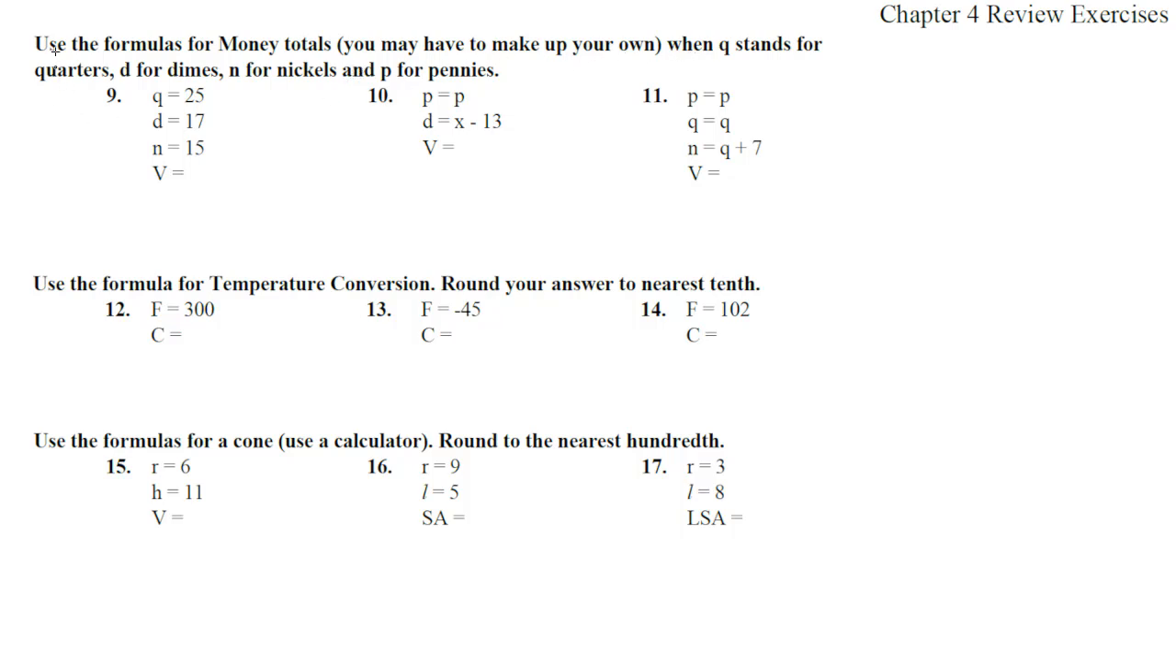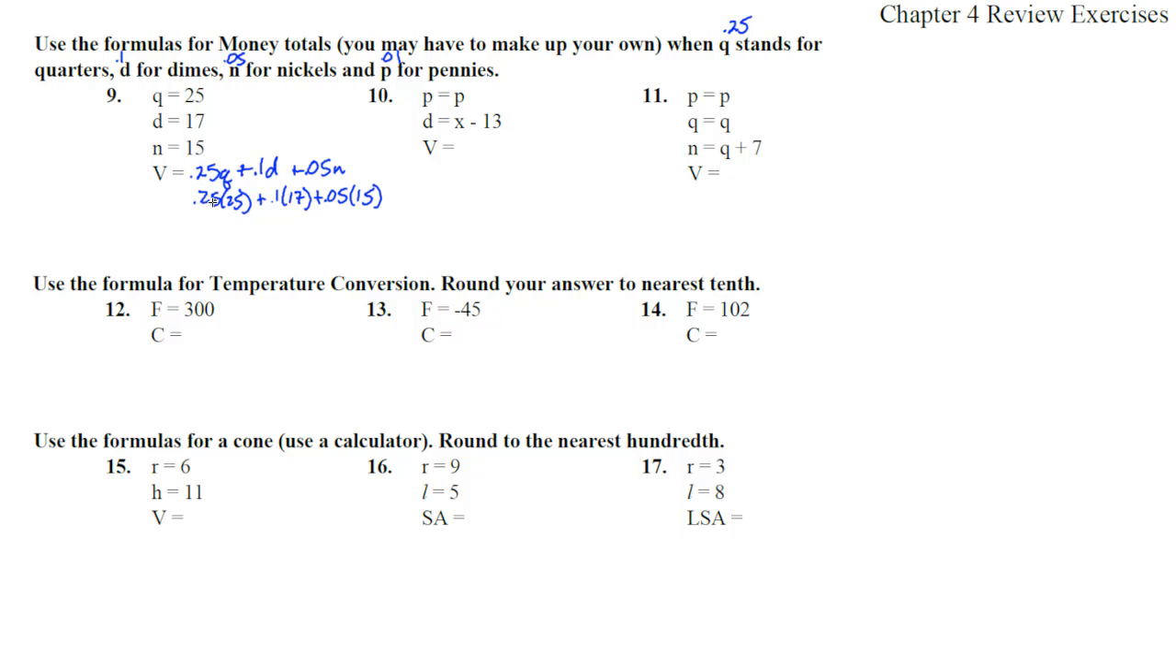Q stands for quarters, so that'll be 25 cents for every one of those. And D for dime, so that's 10 cents, 0.1. And N for nickels, that's 5 cents, and 0.01 for pennies. Okay, so here we have 0.25 for the Q, plus 0.1 times the D, plus 0.05 times the N, gives us 0.25 times 25. That's 25 quarters, plus 0.1 times 17, plus 0.05 times 15.